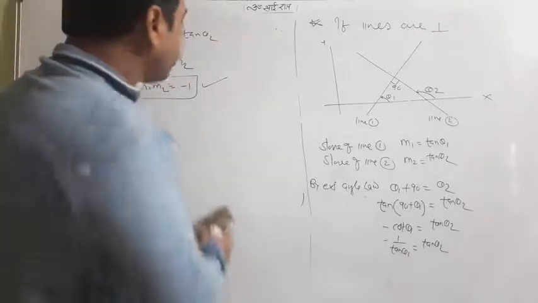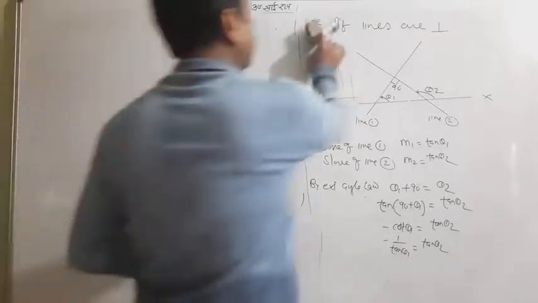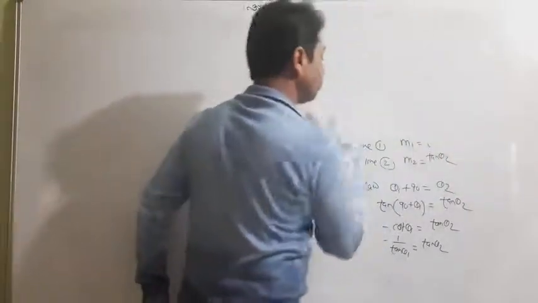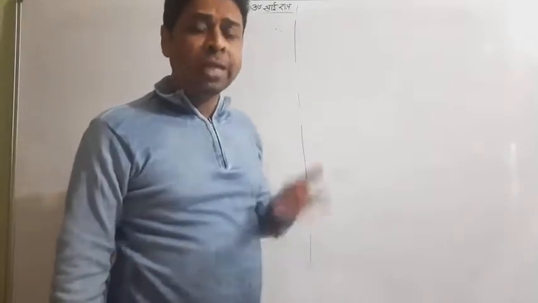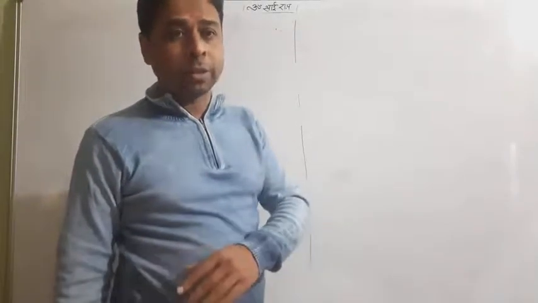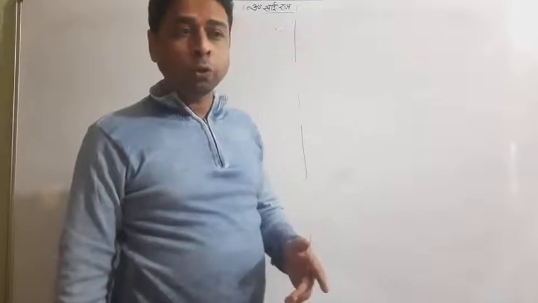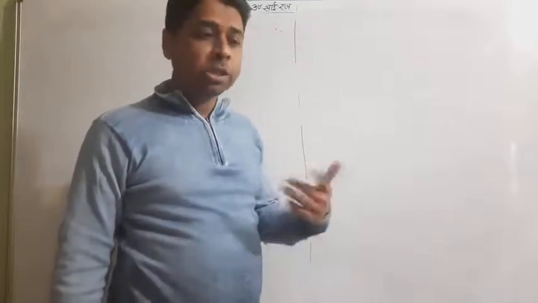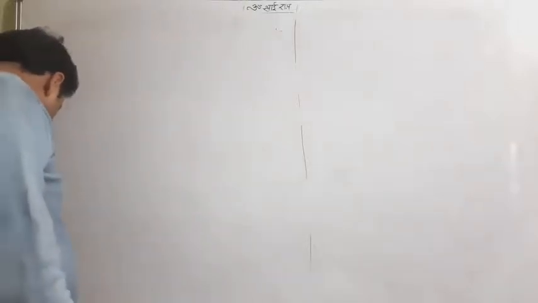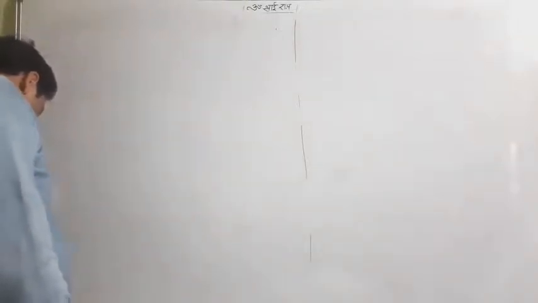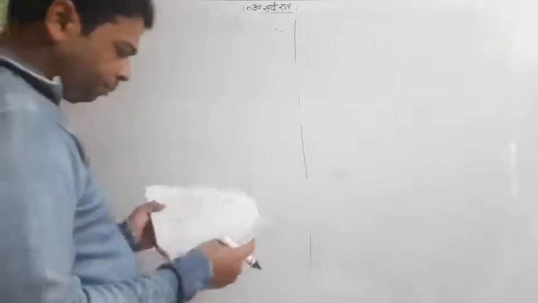Don't forget this very important thing. Sometimes a question may come: show that lines are perpendicular. So you need to show only m1 into m2 equals minus 1. If you are told to show that lines are parallel, you just have to show m1 equals m2. Okay. Now I'll go on to the examples, which are very simple.